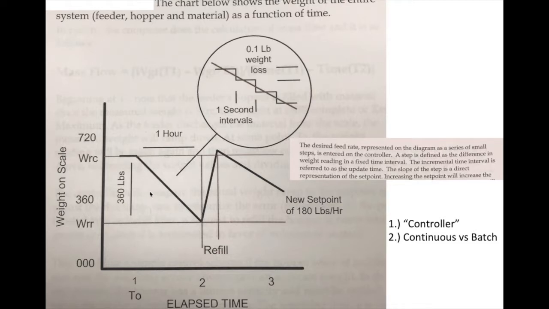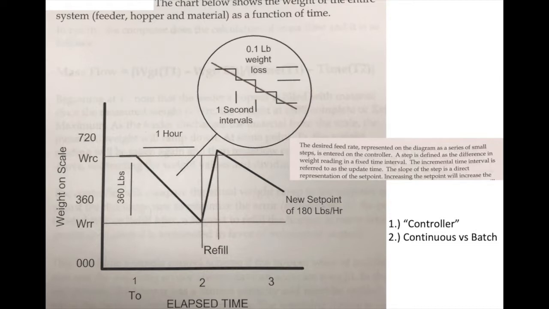The desired feed rate, represented on the diagram as a series of small steps, is entered on the controller. Like I said, we would always put the feed rate or the percent in the recipe in the control system, and the control system would break that down and send the actual pounds per hour or kilograms per minute to the K-tron controller.